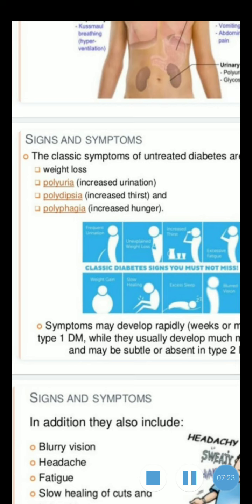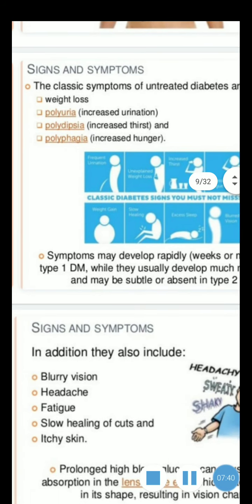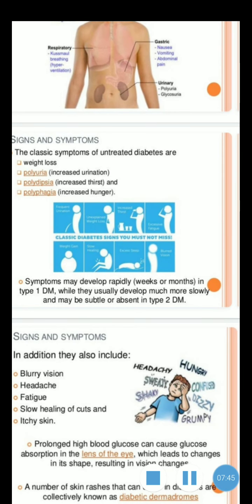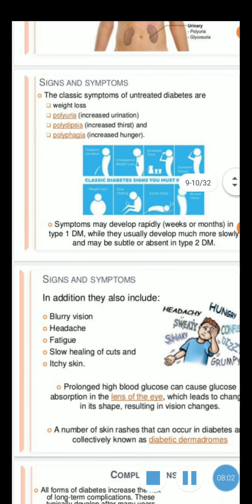Polyuria, the meaning of this is increased urination. Then polydipsia, it means increased thirst, and polyphagia, it means increased hunger. These symptoms may develop rapidly over a few weeks or months in type 1 diabetes, while they usually develop much more slowly and may be absent in type 2 diabetes.